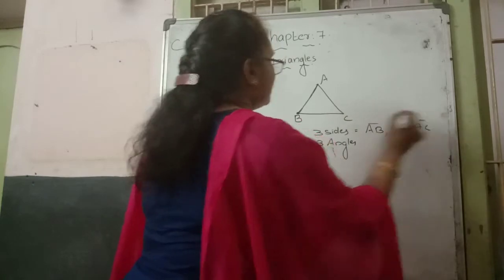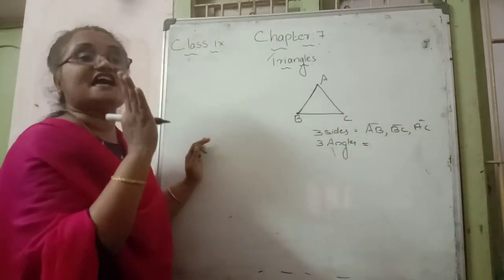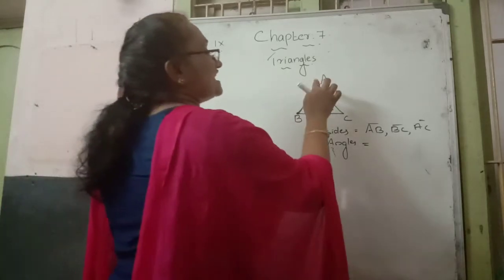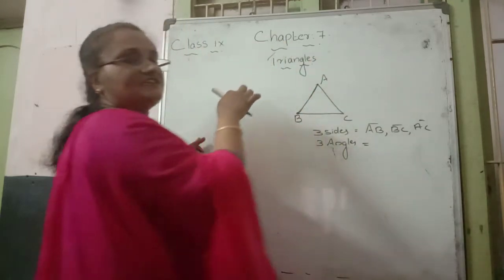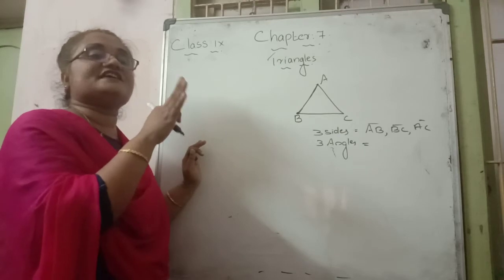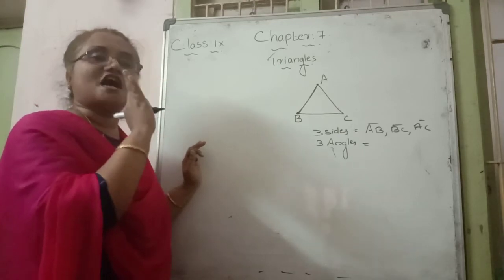Then, three sides are there. How many angles are there? Three angles are there. That also remember. Which are the angles? Angle A, angle B, angle C. We learned angle reading in an earlier chapter. When reading angles, we use three alphabets.